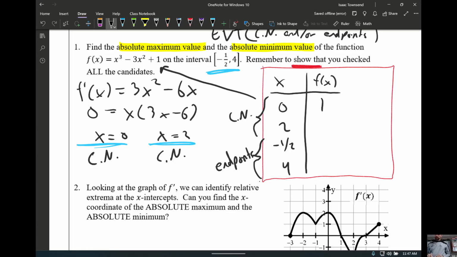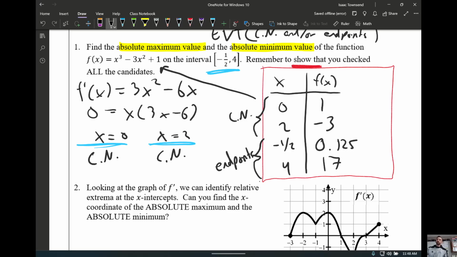just for time purposes, let's cheat here. You plug 2 in, you get -3. You plug in -1/2. I probably would have been quicker to do it by hand. My calculator was in the wrong mode. 0.125, and test the other endpoint: when x is 4, y is 17.